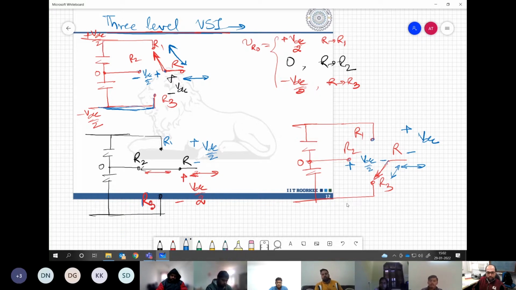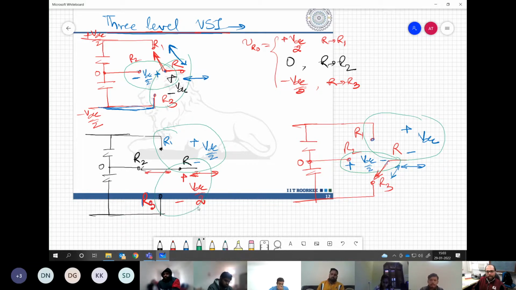Now you see clearly what is happening to these polarities. Here you have RR1 blocking plus VDC by 2, and here RR1 blocking plus VDC. Then you have RR2 blocking minus VDC by 2, and in another place blocking plus VDC by 2. In the third option, RR3 is blocking minus VDC, and then minus VDC by 2. The polarity is the same, but the magnitude is different. You understand the point?